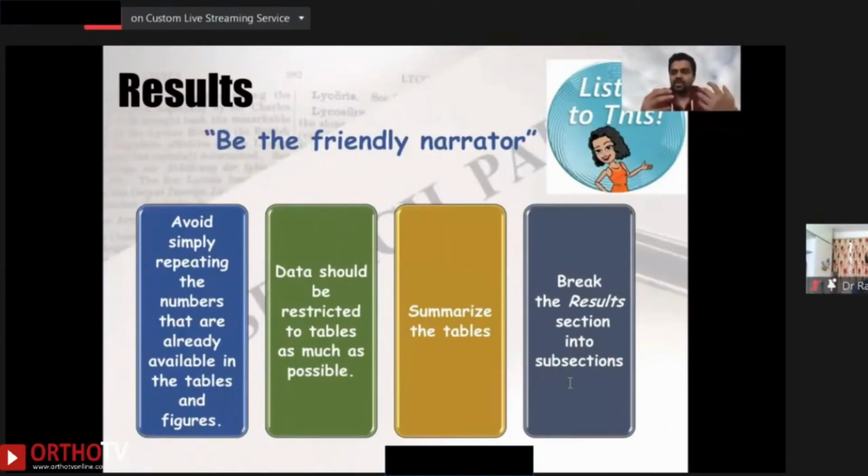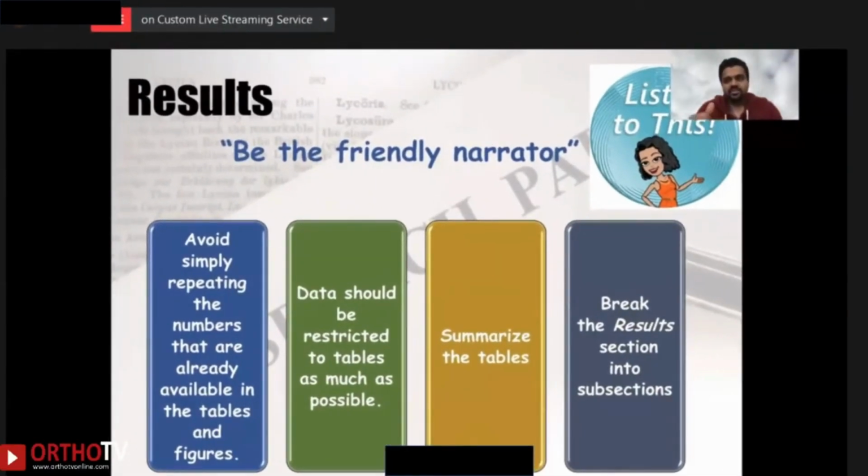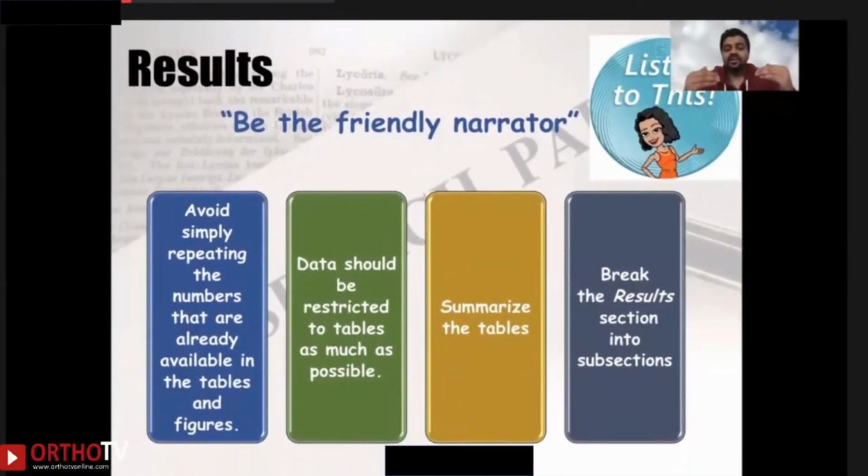For example, in a thesis or a research, there will be a lot of data on the demography, age, sex, distribution, all those things. Here, one single table summarizing the baseline characteristics will do it all. The rest of the details of the figures and tables will be dealt with in another talk. And break the result section also into subsections.